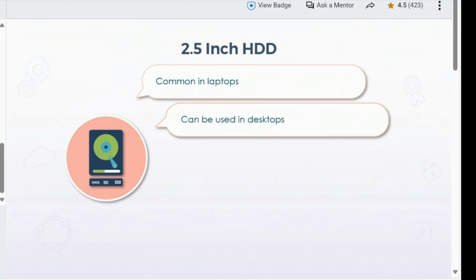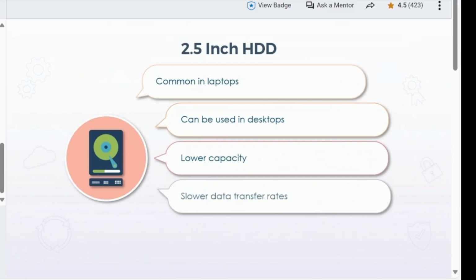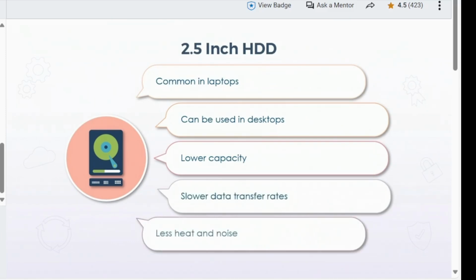Now, everything is a little more tightly packed in the 2.5-inch drive, if you will. As such, they tend to have lower capacity than their 3.5-inch counterparts within the same price range, and they tend to spin at 5,400 RPMs, so the transfer rates aren't as high either. But because of that, they tend to produce a little less heat and a little less noise, both of which would typically be desirable in a laptop.